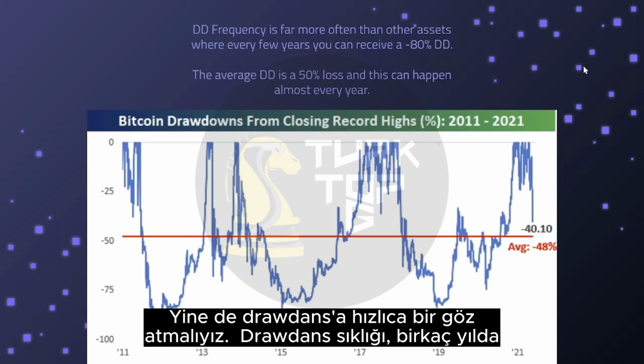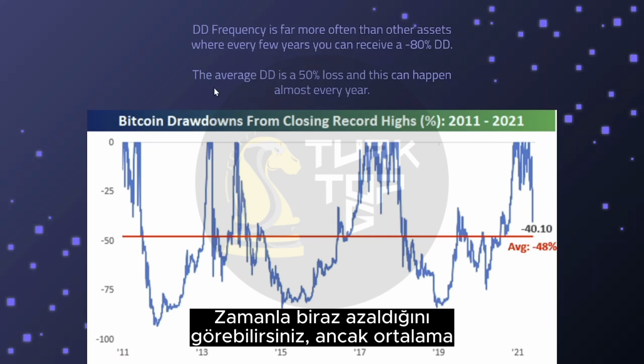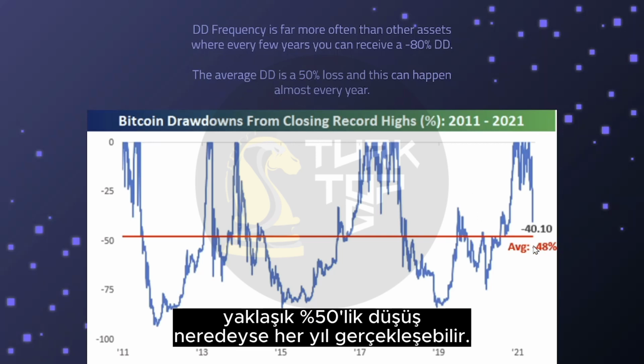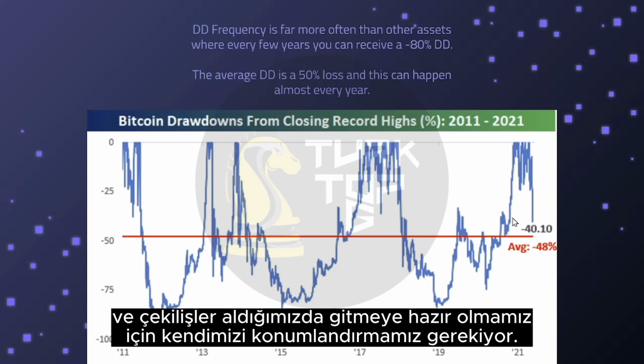We have to have a quick look at drawdowns, though. Drawdown frequency is far more often than other assets, where every few years you can receive up to an 80% drawdown. You can see it's getting slightly less over time, but the average drawdown of about 50% can happen almost every year. So we need to be very, very careful with what we're doing, always thinking about what the worst case scenario is and positioning ourselves so that when we do receive giant drawdowns that we're ready to go.